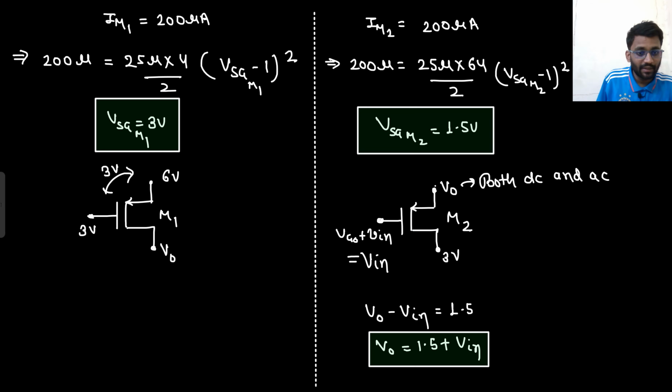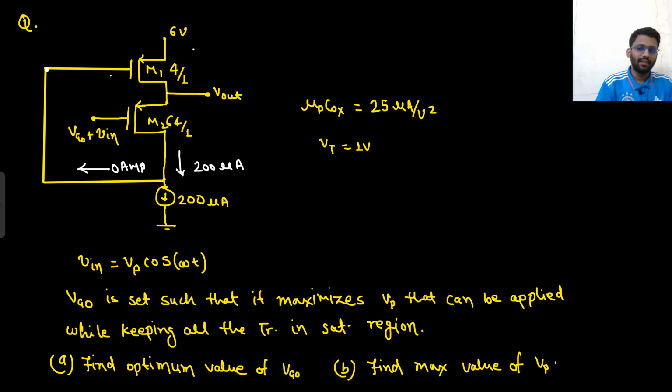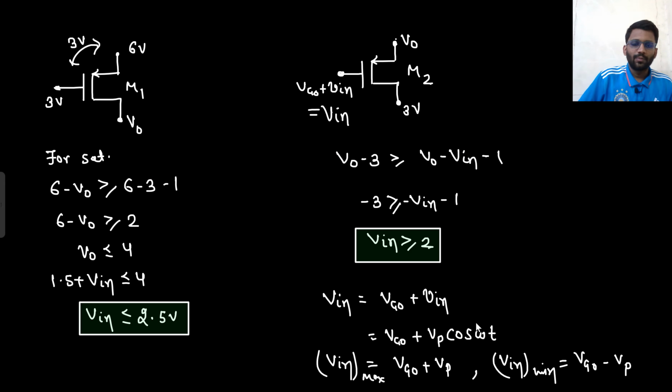Let's get back to the previous question. What they are saying is that Vg naught is set such that it maximizes Vp that can be applied while keeping all the transistors in saturation region. So you have to put Vg naught in a way that your Vp would be maximum. Let's just assume I put Vg naught equals 3, and Vp equals 0.5. That will not work actually.